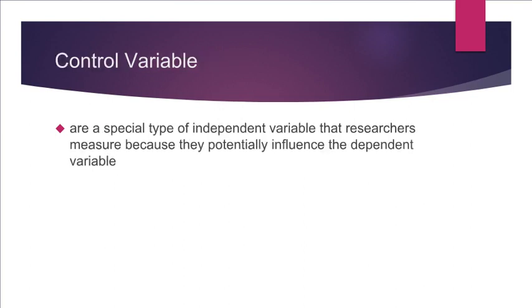Control variables play an active role in quantitative studies. These are a special type of independent variable that researchers measure because they potentially influence the dependent variable. Researchers use statistical procedures, for example, analysis of covariance, or ANCOVA, to control for these variables. They may be demographic or personal variables, for example, age or gender, that need to be controlled so that the true influence of the independent variable on the dependent can be determined.